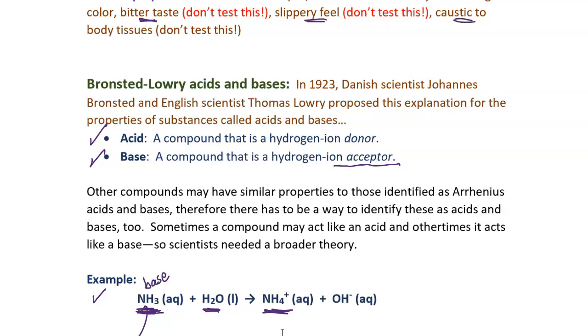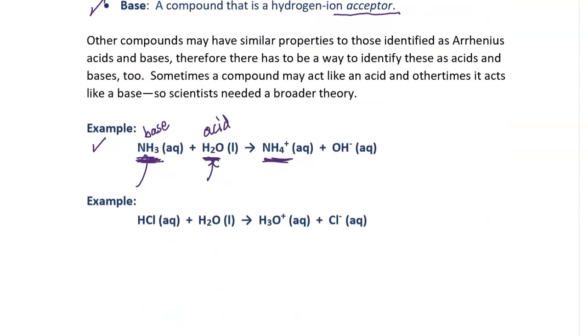It reacts with another reactant, in this case H2O, to produce a product. According to the Bronsted-Lowry definition, the substance that donates a hydrogen is called an acid. So H2O is functioning as an acid, according to the Bronsted-Lowry definition. Here is another example. HCl aqueous plus water makes H3O positive plus Cl negative.